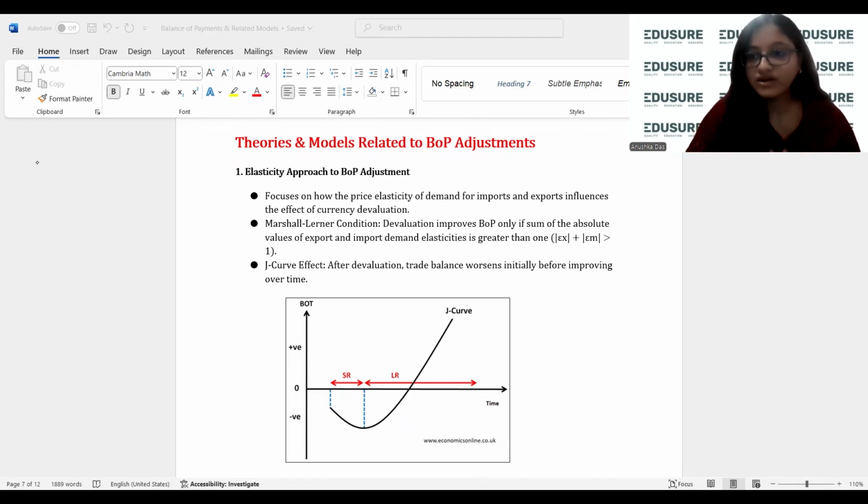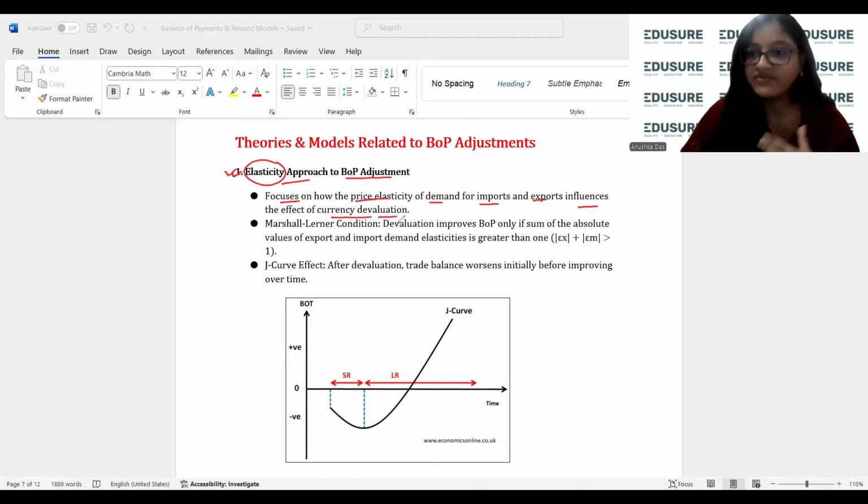So basically, there are two basic approaches that we will do. First is the elasticity approach. Elasticity approach to BOP adjustment. Here, the focus will be how the price elasticity of demand of export and import impact the BOP adjustment, right? By the name, it's absolutely going by the name. Elasticity means we will focus on how the price elasticity of demand of export and import influences the currency devaluation.